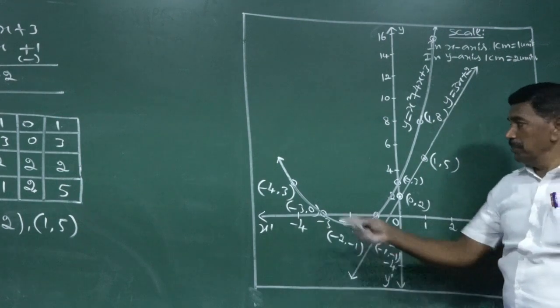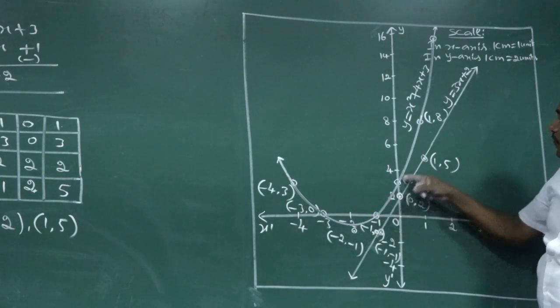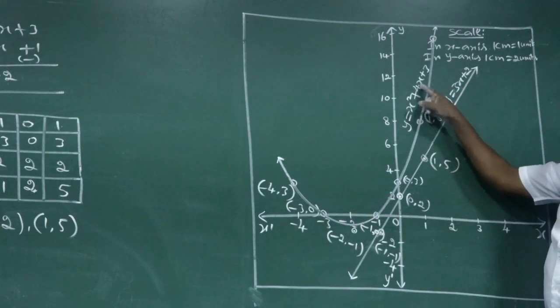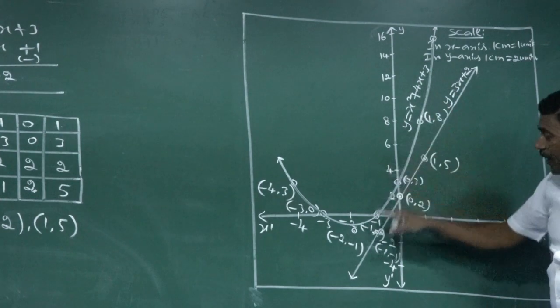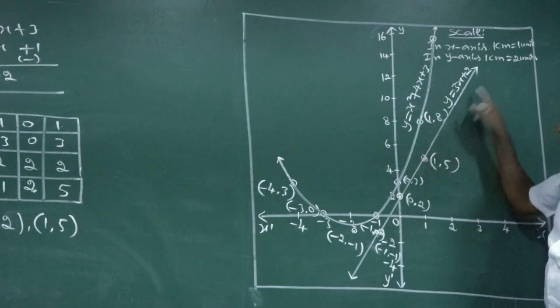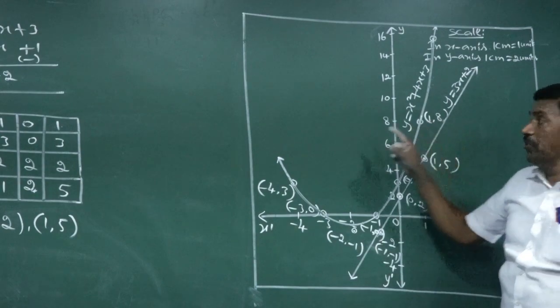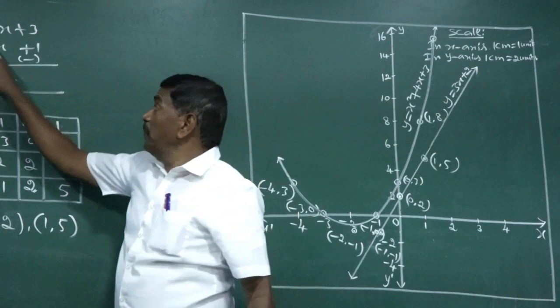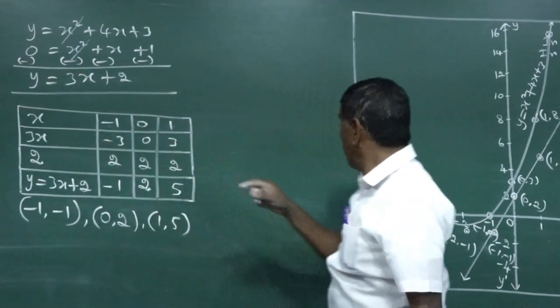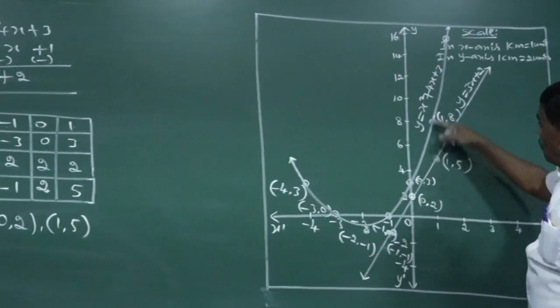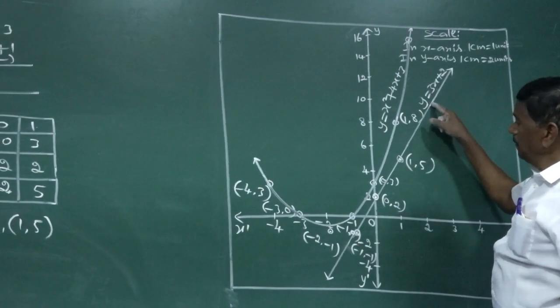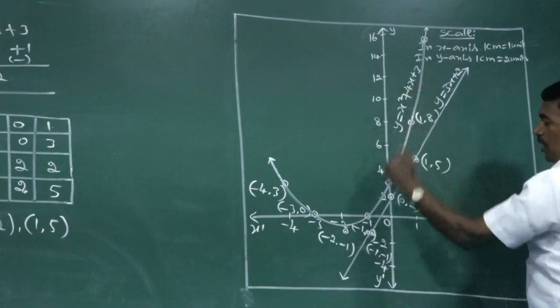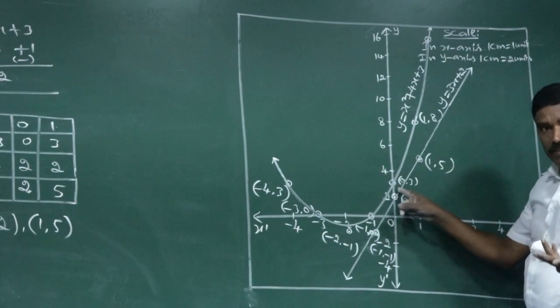Again, now listen to the concept. Draw the graph of y is equal to x square plus 4x plus 3, and hence solve the equation x square plus x plus 1 equal to 0. Here it is a curve and here a straight line. Here, the curve and the straight line do not intersect.